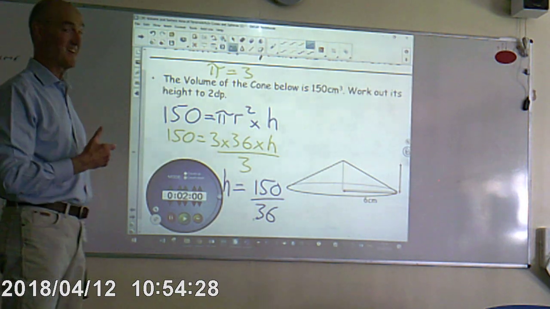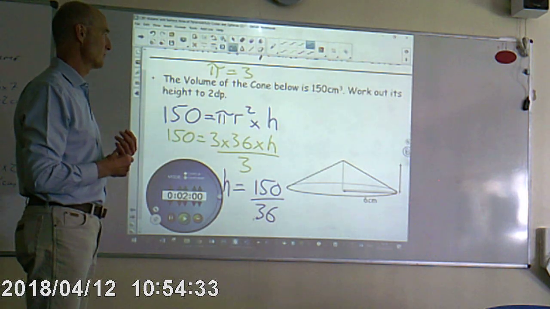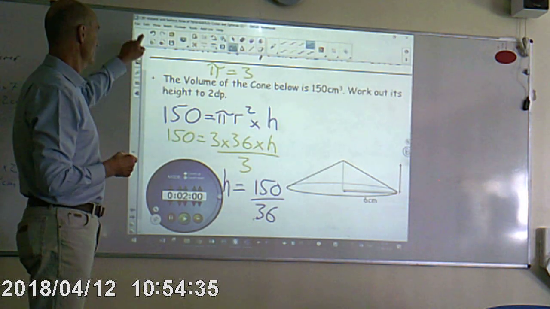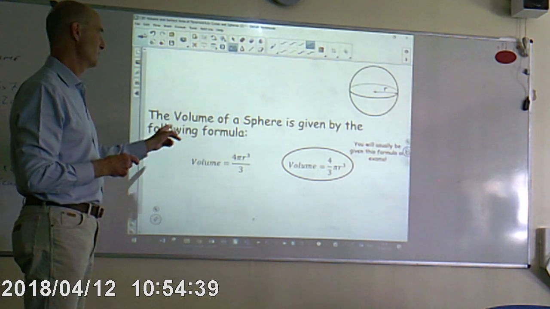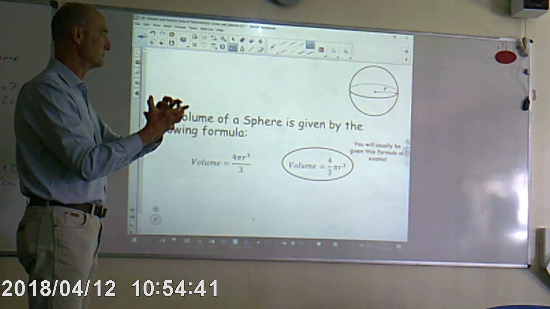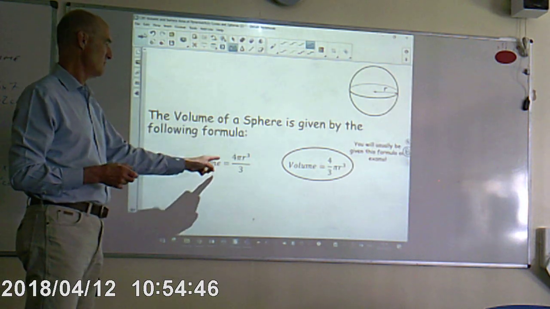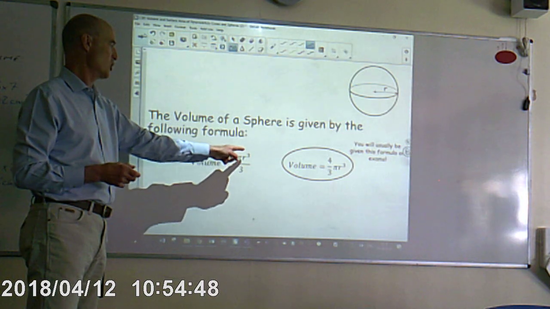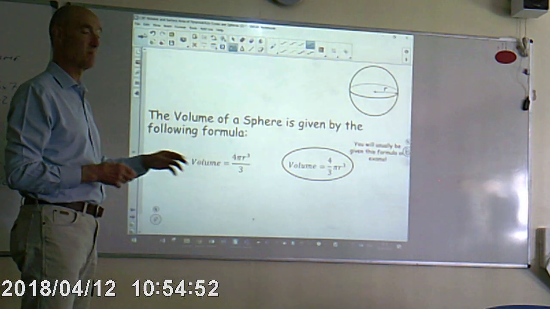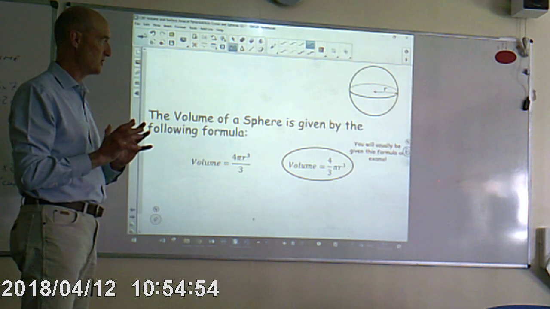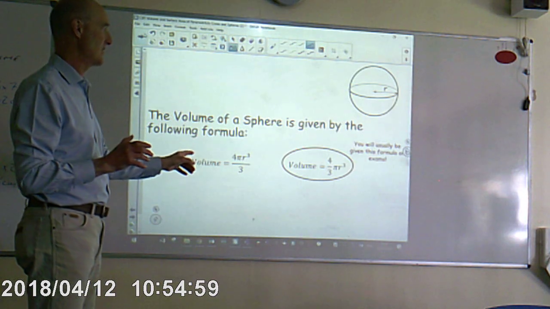So the questions today that I'm asking you to deal with are going to be dealing with the volume of the cone. I'm going to give you something else, another piece of information. You might want to make a note of this. The volume of a sphere. So a ball. The volume of a sphere is given by this formula. Volume equals 4 pi r cubed divided by 3. So make a note of that, because that might come up in 1 or 2 of the questions over the next couple of days. It's just about plugging in your values.